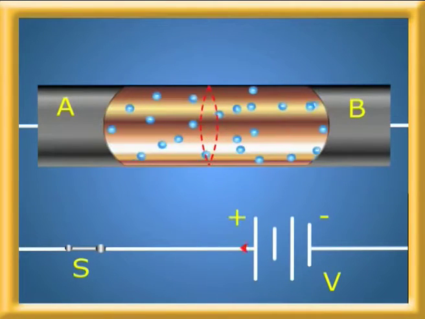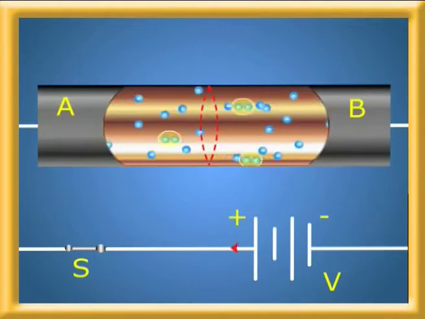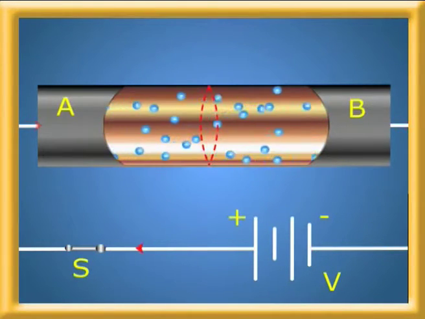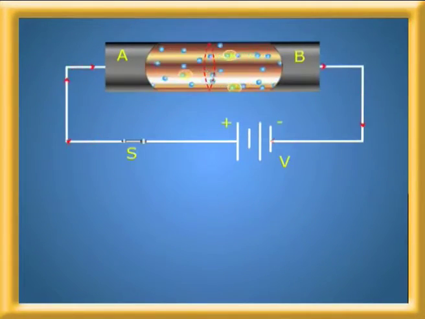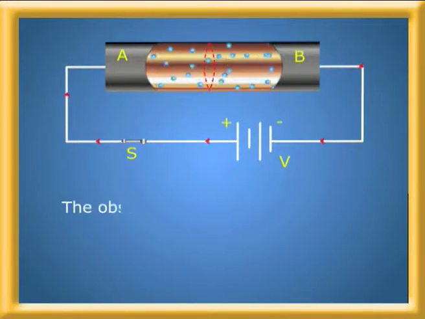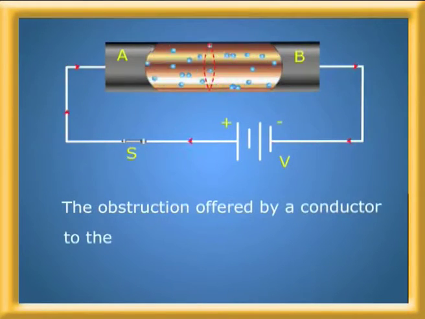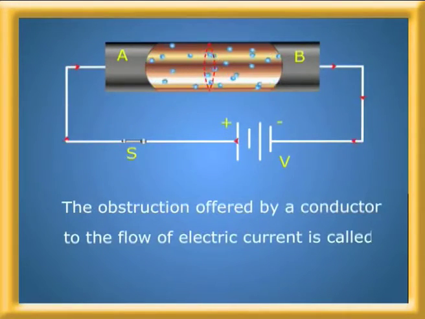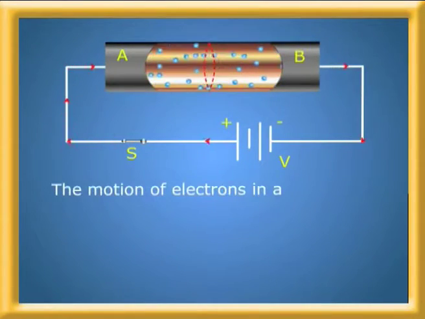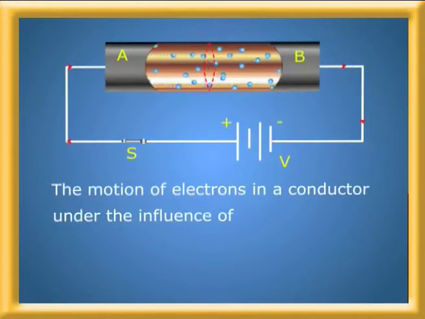Due to this acceleration, the electrons gain extra velocity, but only for a short time, because the accelerated electrons collide with other free electrons or the ions in the conductor, and during this collision, the extra velocity gained is destroyed. The obstruction offered by a conductor to the flow of electric current is called its resistance. Again, the electron is accelerated and comes to rest after collision. Therefore, the motion of electrons in a conductor under the influence of an electric field is like stop and go.